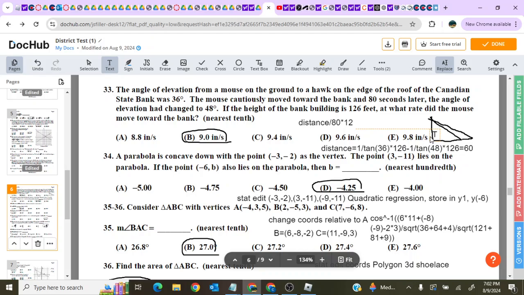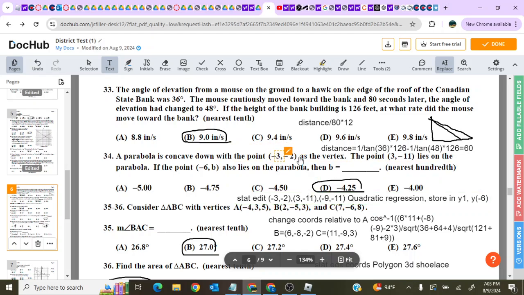The parabola is concave down with point -3, -2 as the vertex. Point 3, -11 lies on the parabola. If the point -6, b also lies on the parabola, then b is equal to what? Well, we're going to be using stat edit and quadratic regression to make our quadratic equation. So they give us 2 points right off the bat, -3, -2 and 3, -11, but you need to find one more point.